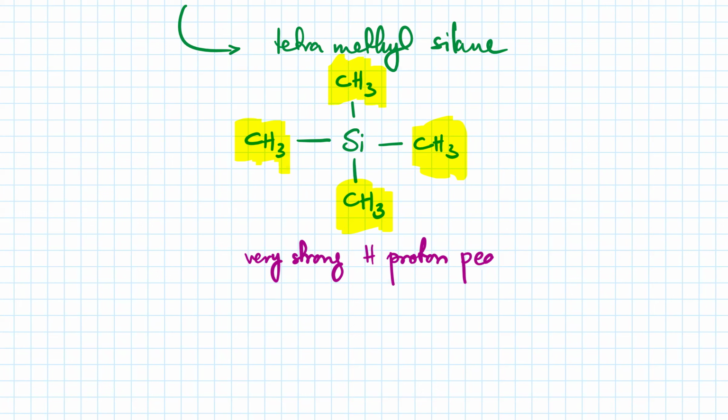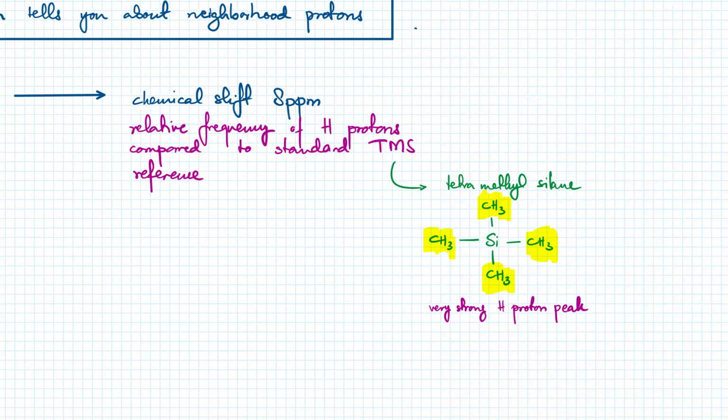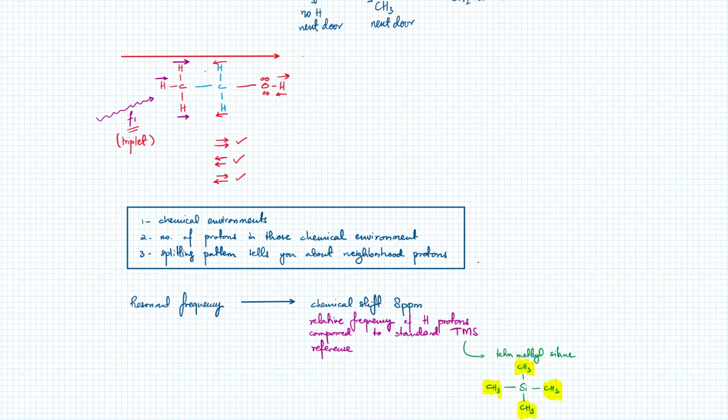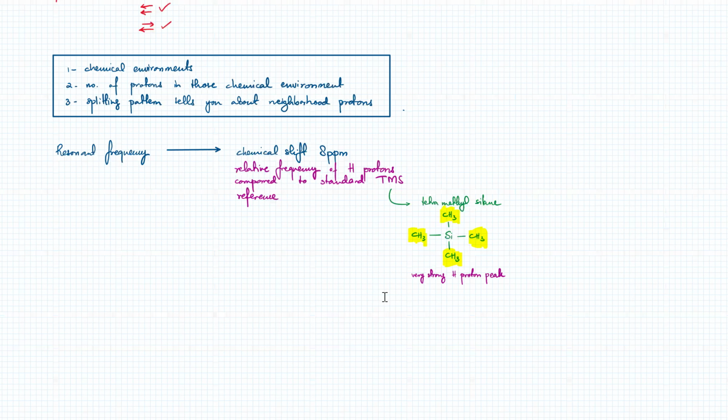Whenever you do an NMR, this one is clearly identifiable, so you know which one is the TMS peak. And then you compare all the other hydrogen proton environments with this one, and you try to figure out how shifted they are. So that's one thing.